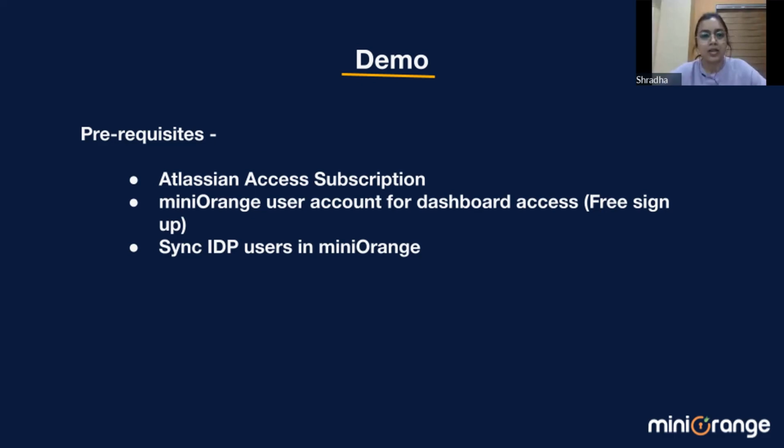Okay, so now we have seen a couple of use cases. So let's start with the demo. The prerequisite for the demo is to have an Atlassian Access subscription. Along with the Atlassian subscription, you need to have a valid miniOrange account so you can access the dashboard and perform SSO related settings. Along with this, you also need to sync all of your users into miniOrange for processing user related operations. So let me share my screen to start with the demo.